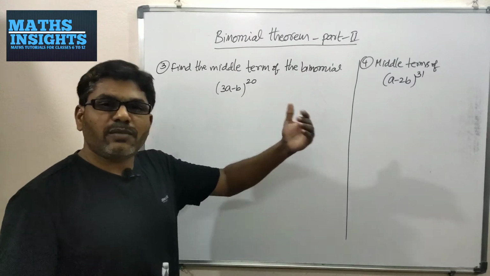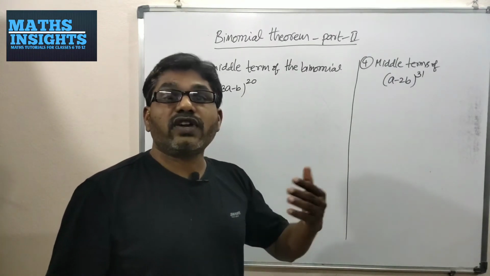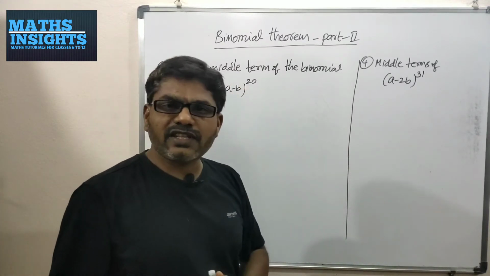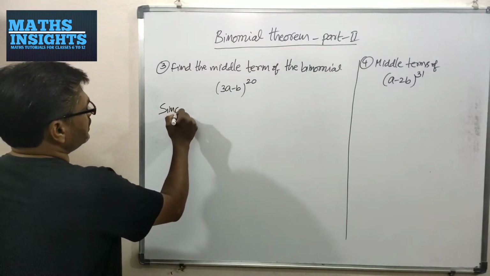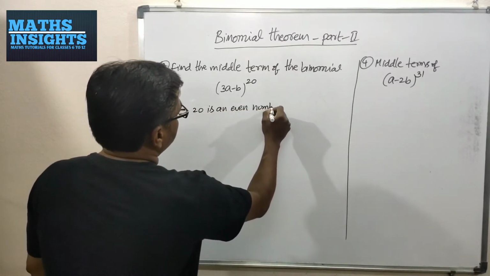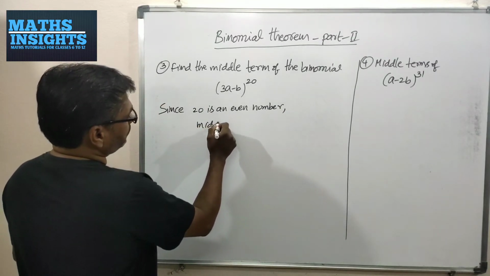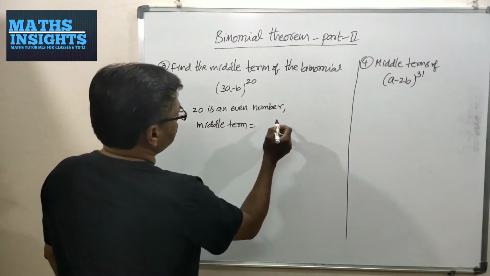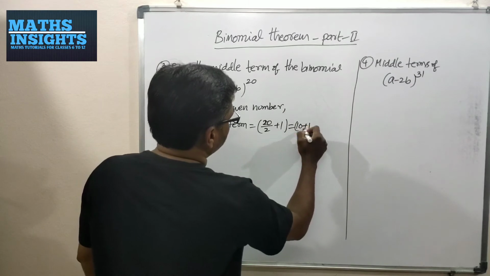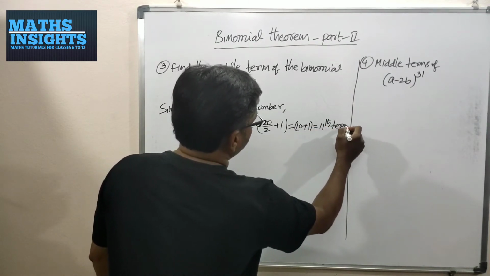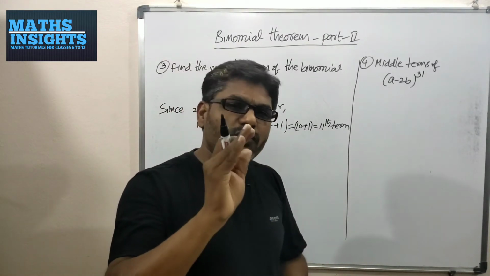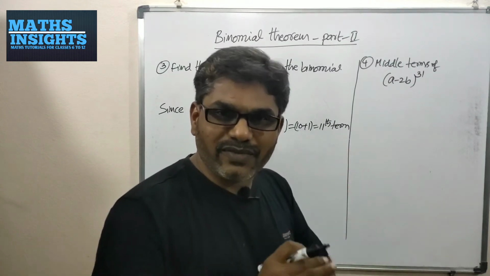What is that term? You have come across n by 2 plus 1. 20 by 2 plus 1 means 10 plus 1. The 11th term will become the middle term of this expansion. Since 20 is an even number, the middle term is n by 2 plus 1, that is 20 by 2 plus 1, equals 10 plus 1, that is the 11th term. If you find the 11th term, then that is over. How to find the 11th term? You solved two problems initially to find a particular term.